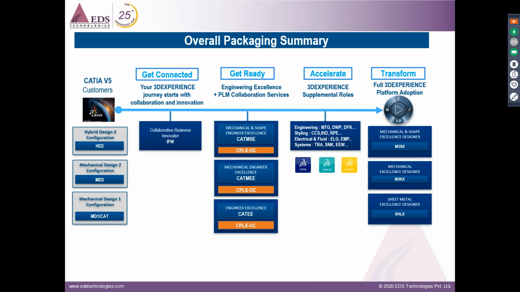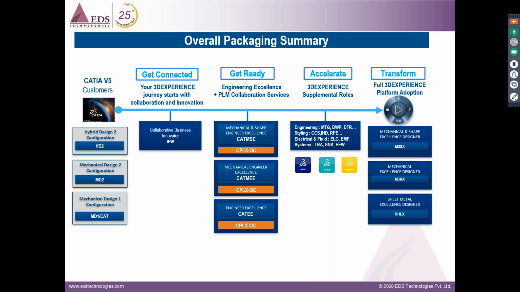So in overall summary, there are two ways in terms of connected engineering. One is to retain existing CATIA V5 and continue to work in V5, but get connected to the 3D experience platform. That is moving from MD2, HD2, and MD1 to CATIA engineering excellence packages, that is CAT-EE, CAT-MEE, and CAT-MSc, wherein you will get the 3D experience interface and you can digitalize your data and make use of the CATIA V5 legacy data for your digital journey.